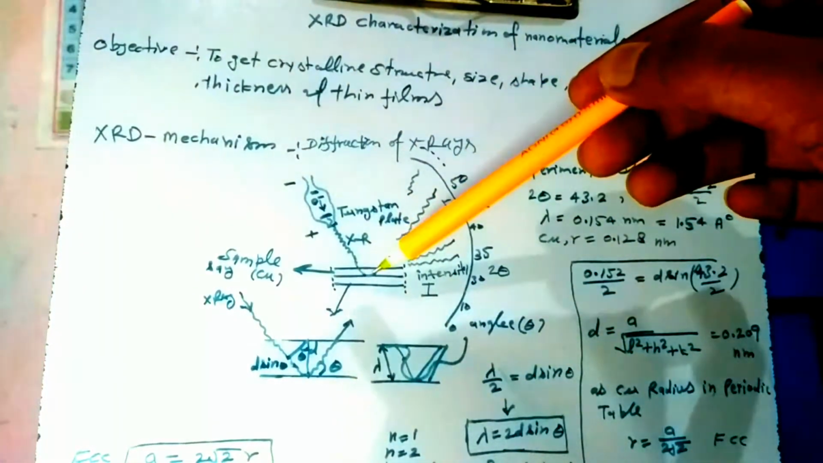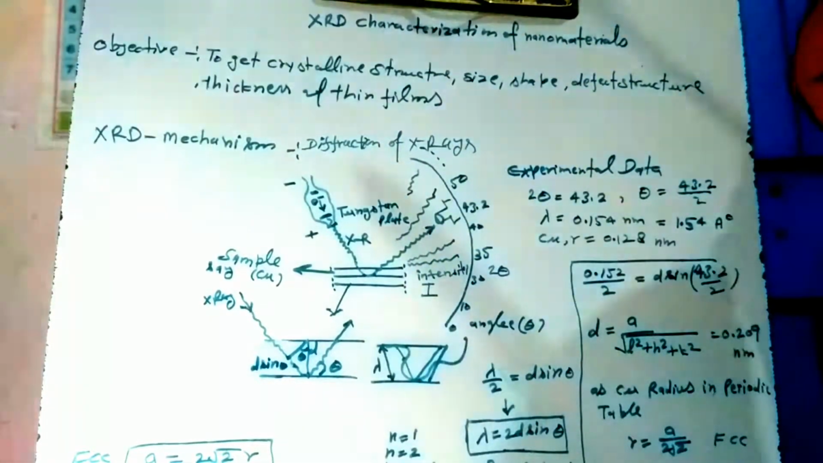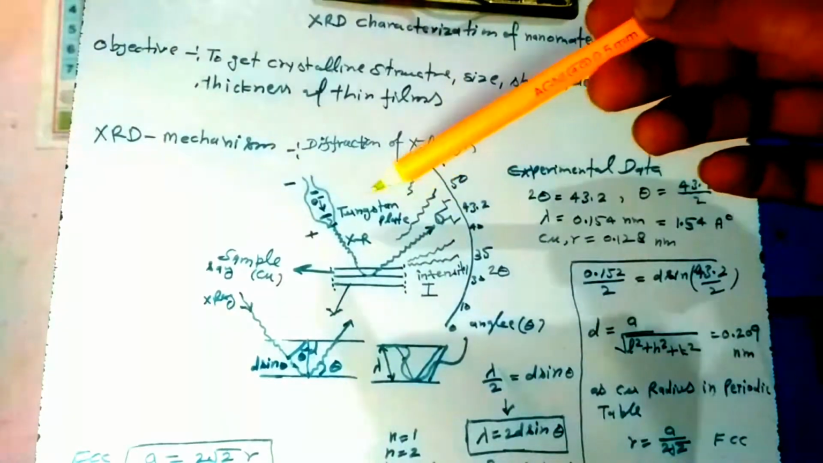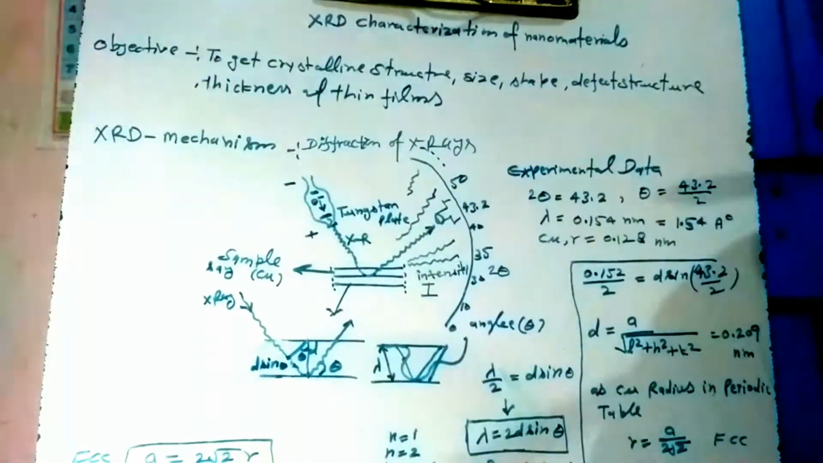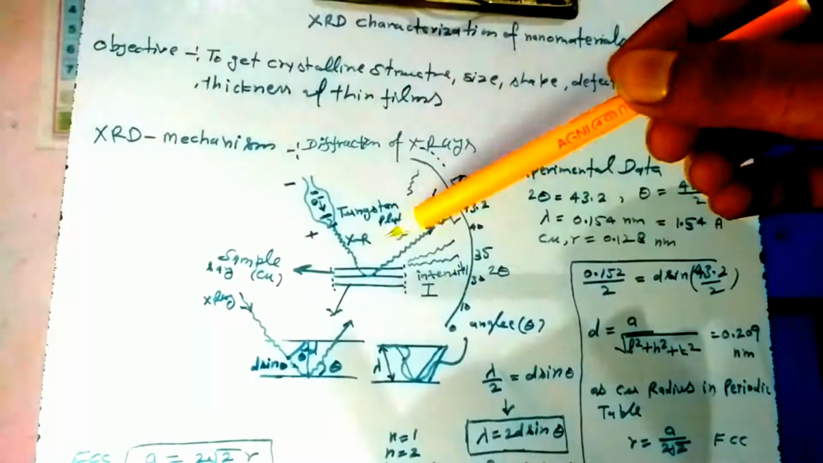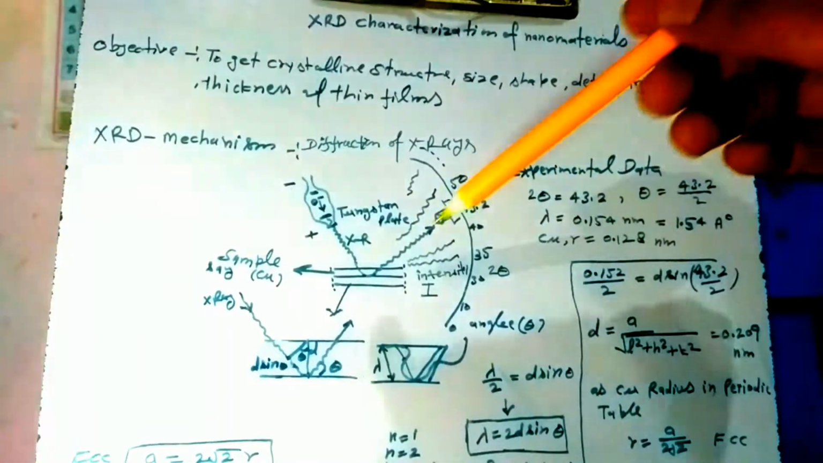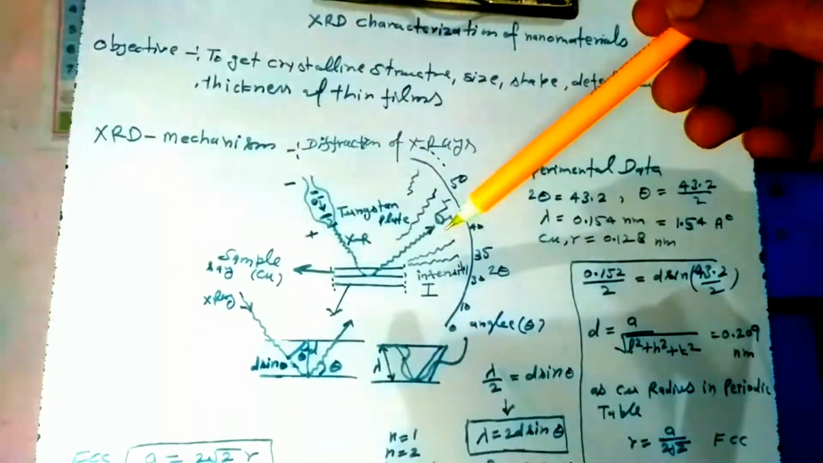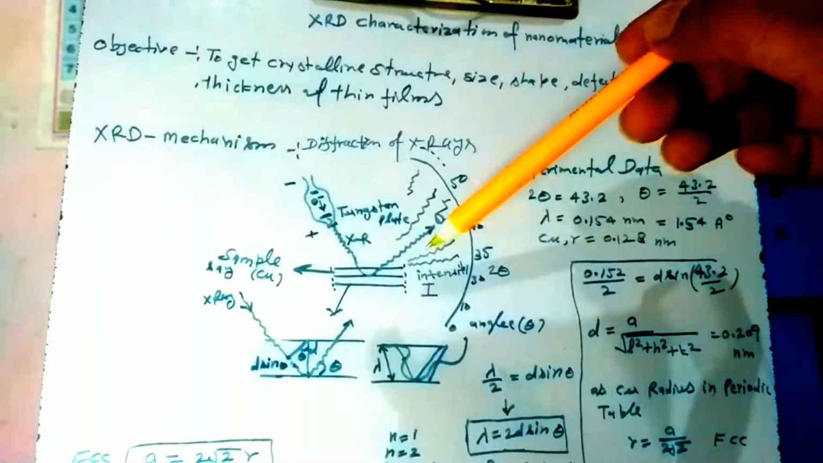and that diffraction angle directly tells about the wavelength of the diffracted X-ray. There is a relation between the X-ray wavelength, the diffraction angle and the intensity of the diffracted X-ray from the nanomaterial sample, like copper.